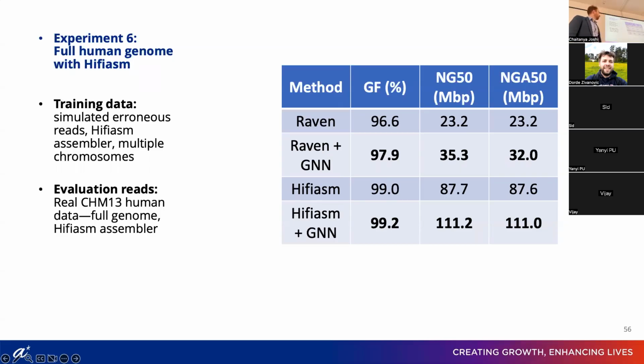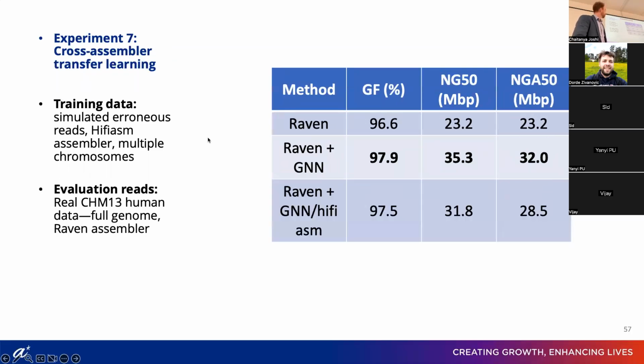And yes, we managed to get better results with the GNN. Also note this was trained on human data, but not on the same type of human data as is shown here. It's two different human genomes. And these we still train on simulated reads, so we don't use real reads in training at all.